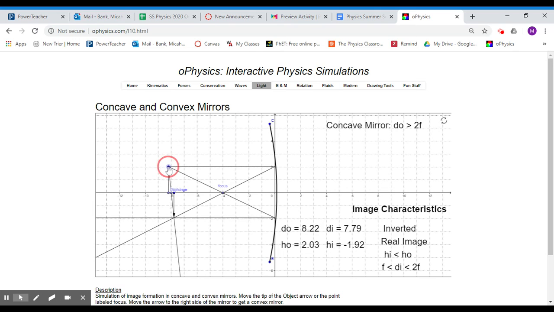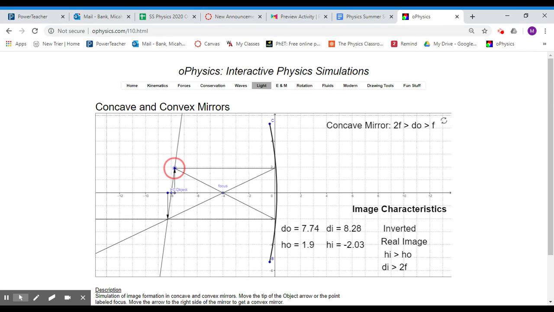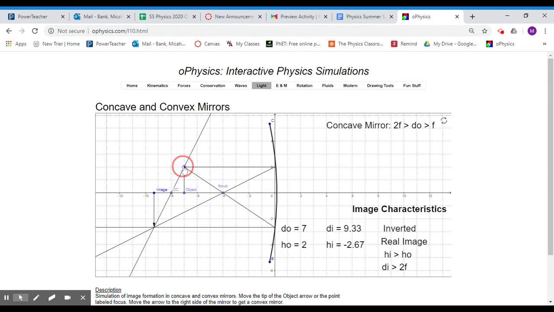All right, when you get to the center of curvature, it'll actually be the exact same distance you are from the mirror, so double. That's the only location though. And then when I do get inside the center of curvature, the image does start to get bigger. It's still inverted though, and it's still the actual light rays reflected, so it's still a real image.